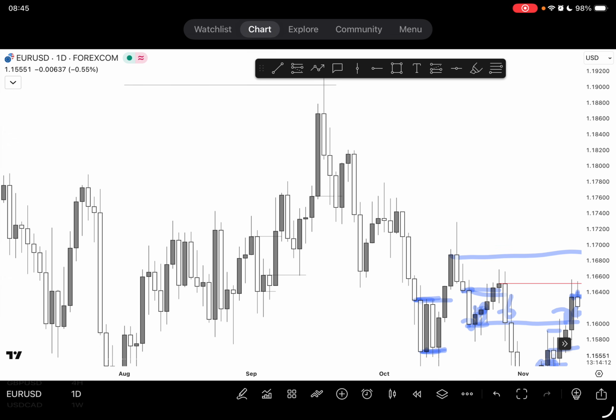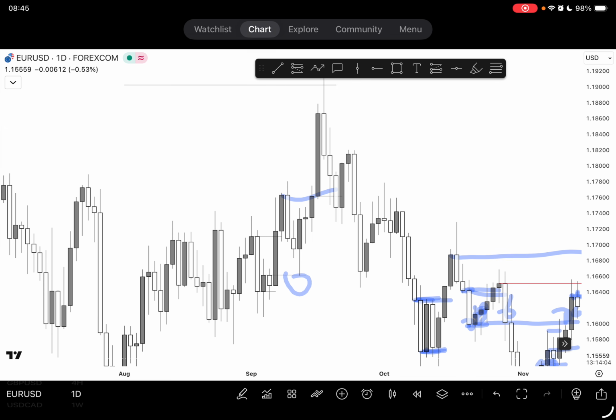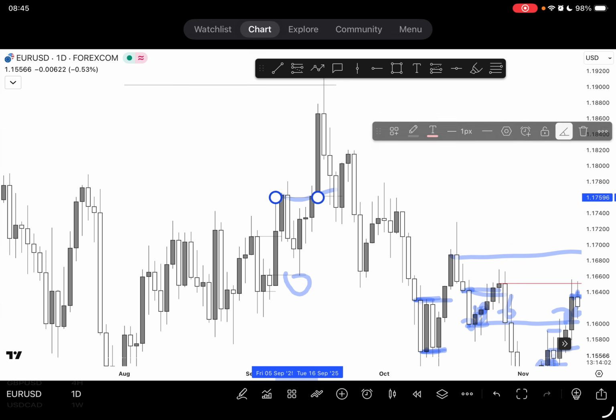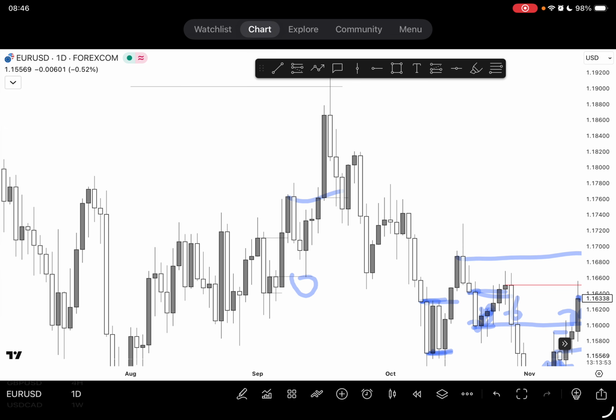You understand? Now this came to this key level and rejected off it, right? Rejected off it immediately. Where did price go to? Price came to this A-shape key level. Do you understand? So let's see. Look at this. Price rejected off this place.